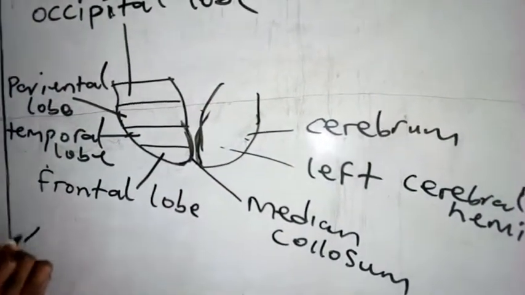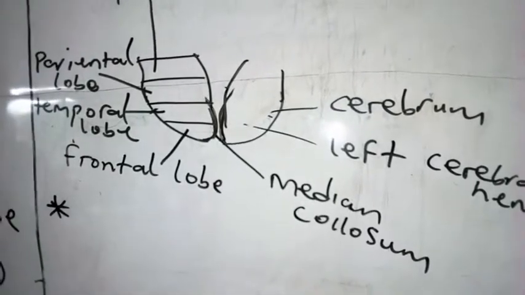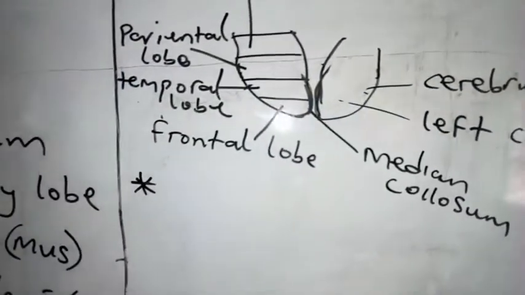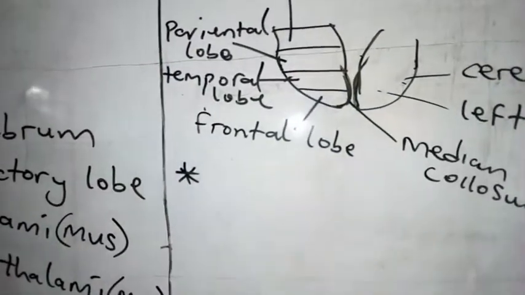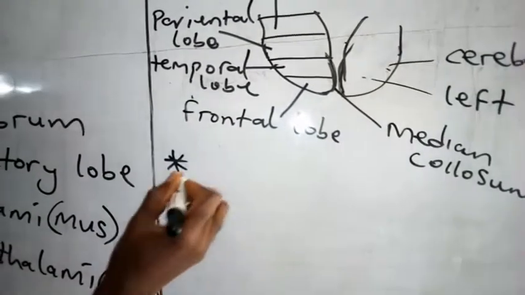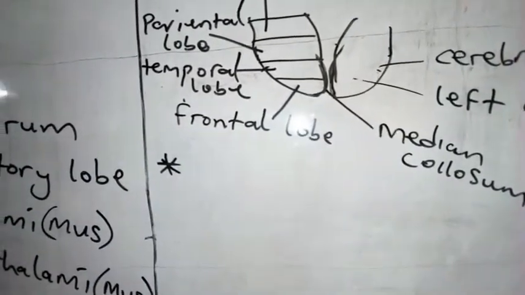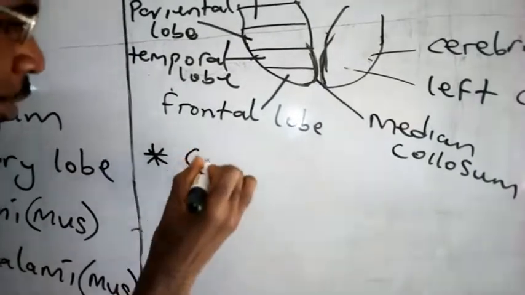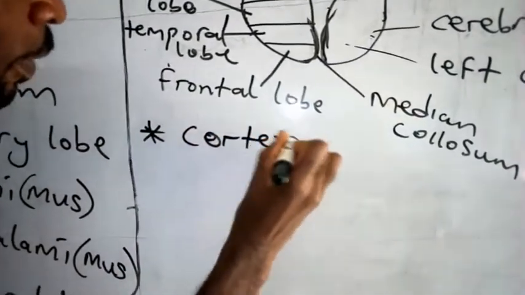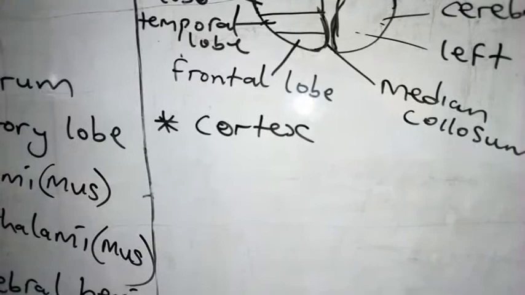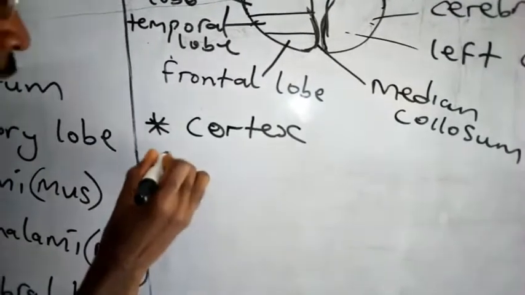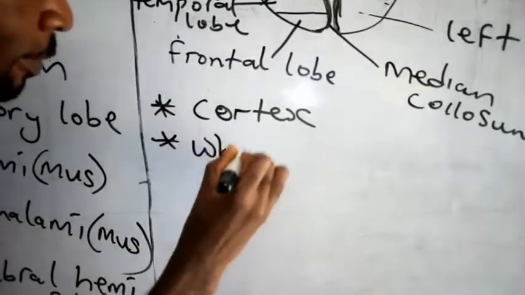Now, another point you should note about the hemisphere is that the hemisphere is divided into the outer and the inner portion. The outer portion of the hemisphere is known as the cortex, while the inner part of the hemisphere is called the white matter.